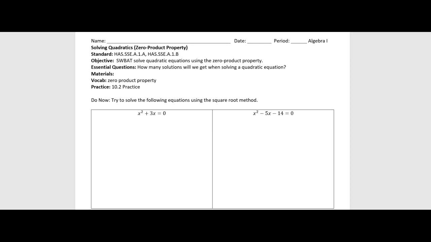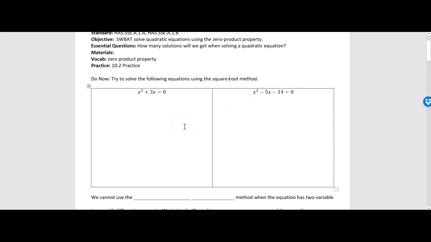Today we're going to talk about another way to solve quadratic equations, and this is called the zero product property. So in our previous video we talked about the square root method. In this video we're going to talk about something called the zero product property. So go ahead and try to solve these first two equations using the square root method that we talked about in our last video. Maybe it'll work, maybe it won't. But take some time to look at them, and then we will discuss.